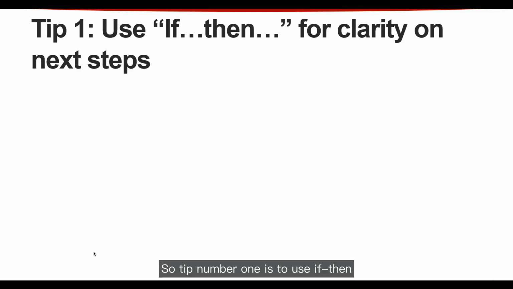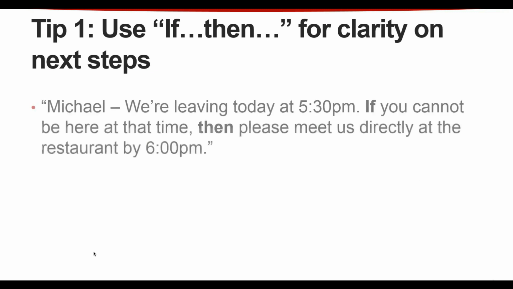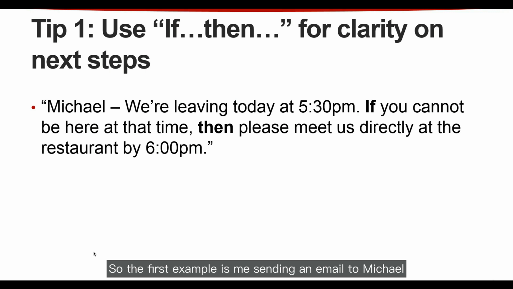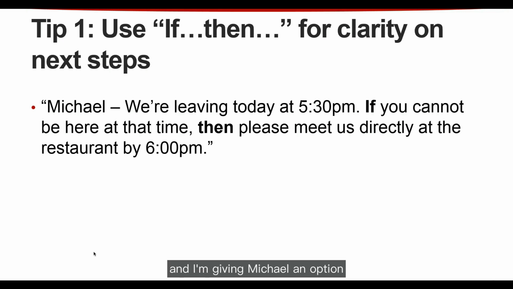So tip number 1 is to use if-then for clarity on next steps. And the best way to explain that is to give you a couple of examples. So the first example is me sending an email to Michael saying, Michael, we're leaving today at 5:30 p.m. If you cannot be here at that time, then please meet us directly at the restaurant by 6 p.m. So I'm reducing the amount of back and forth email, and I'm giving Michael an option that if he can't make it by 5:30 p.m. to meet us directly at the restaurant.